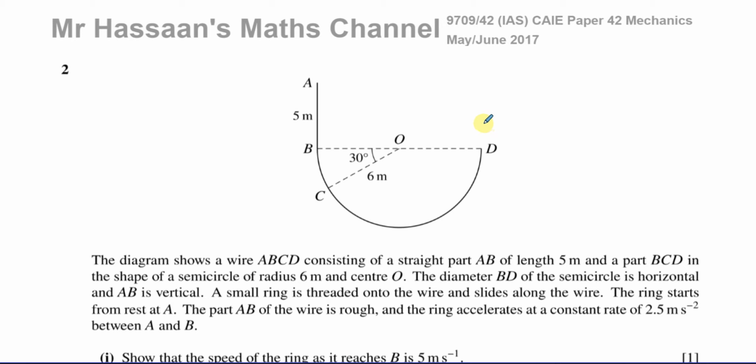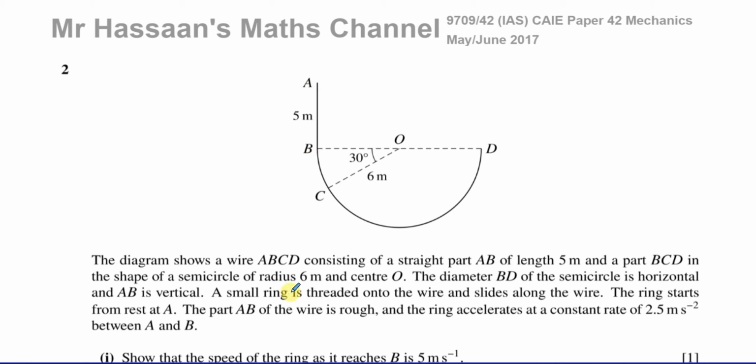It's a mechanics paper. And here we have a question about a wire ABCD consisting of a straight part AB of length 5 meters and a part BCD, in the shape of a semicircle of radius 6 meters and center O. The diameter BD of the semicircle is horizontal and AB is vertical. All right, so that's a right angle, it's vertical.